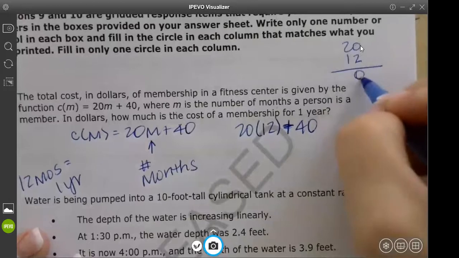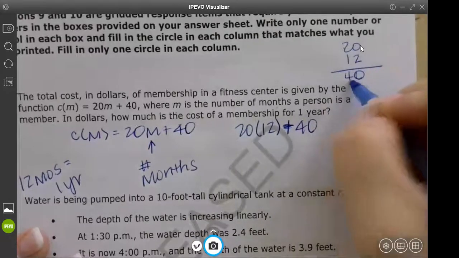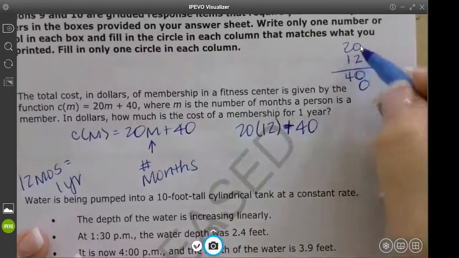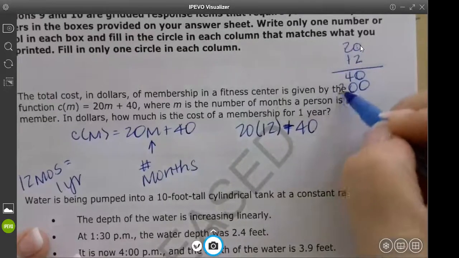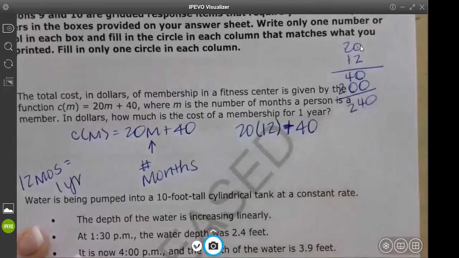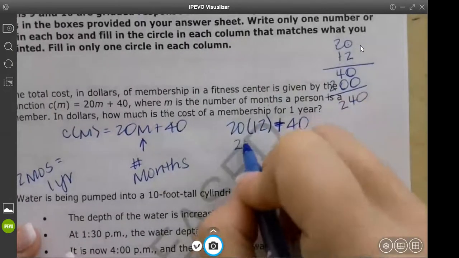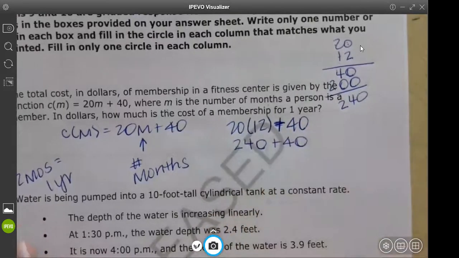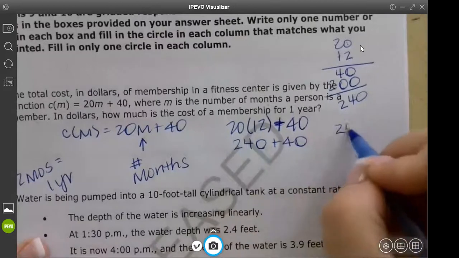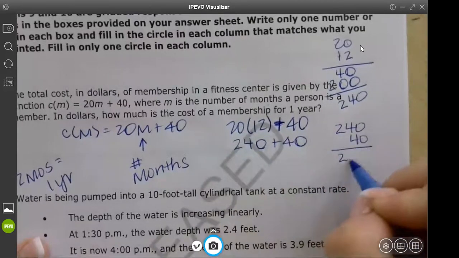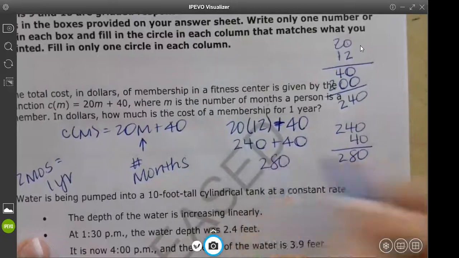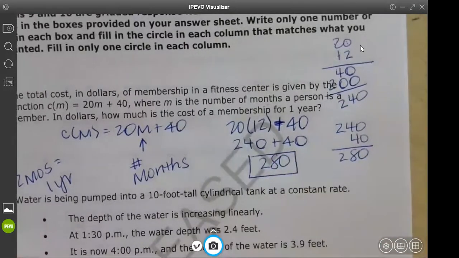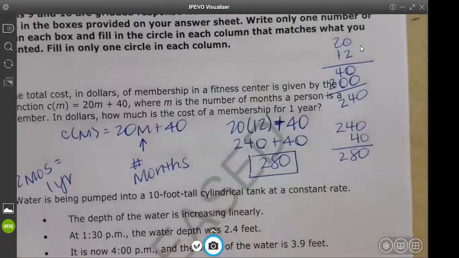2 times 0 is 0. 2 times 2 is 4. Fill in the space. 1 times 0 is 0. 1 times 2 is 2. Add it up. We get 240. So 20 times 12 is 240 plus 40. 240 plus 40, if you have to put it over here, do that. Gives you 280. That's all it wanted. Not hard, and it's not hard math. The math that you've done so far is not hard math, okay?